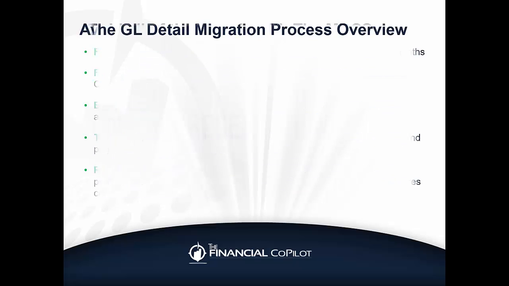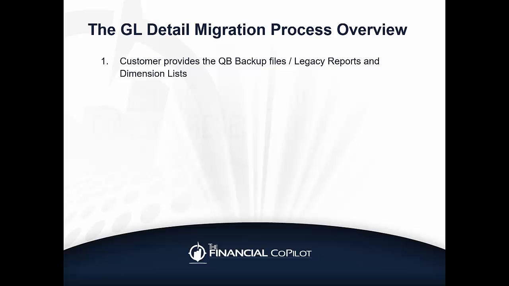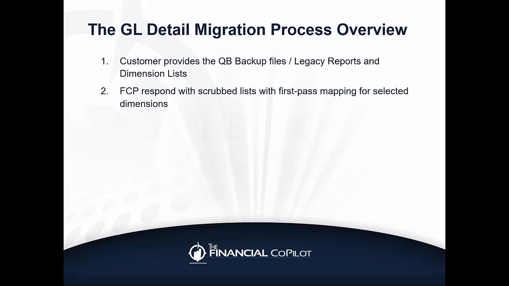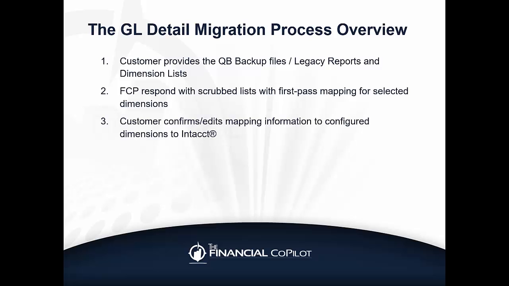Let's just quickly talk about the GL detail migration process. First, the customer starts with either sending us a backup of their QuickBooks file, or they simply export legacy reports and dimension lists if we're not talking about QuickBooks. Second, we respond with scrub lists as well as a first pass mapping for all selected dimensions, meaning based on the specifications and some of the conversations we have, we will send you what we think needs to happen for the data to be transferred between systems based on the rules that you create.